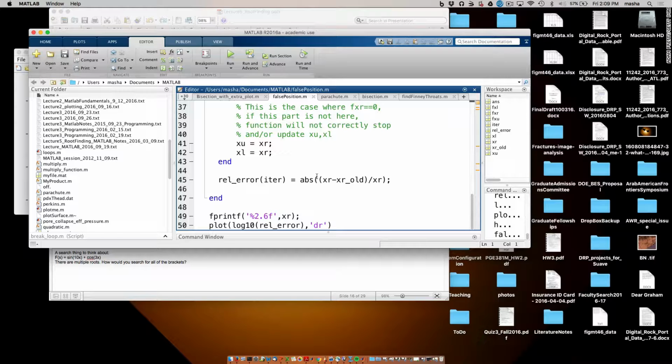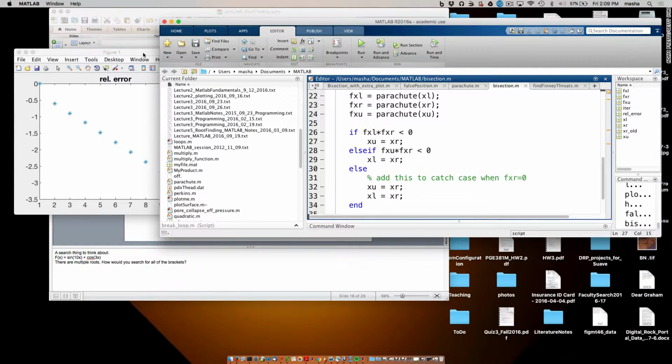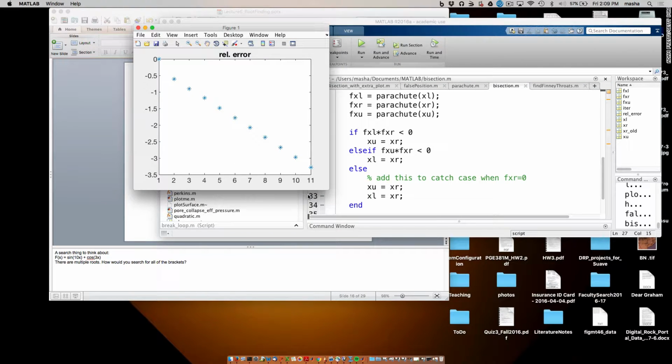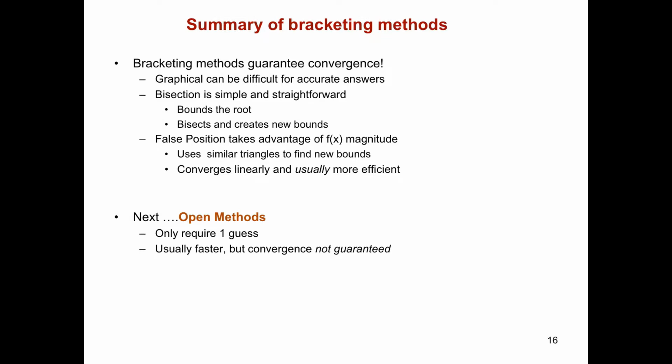If I actually run bisection in this case, it's going to be running 11 steps, so it takes a little longer. So this is the case where false position works rather well. That doesn't mean that it always does; it's kind of a case-by-case basis. So that summarizes bracketing methods.